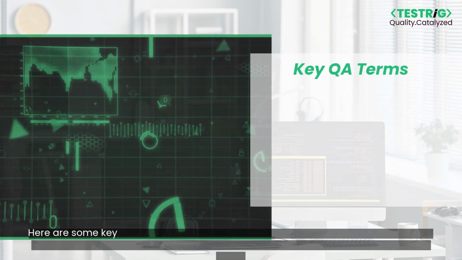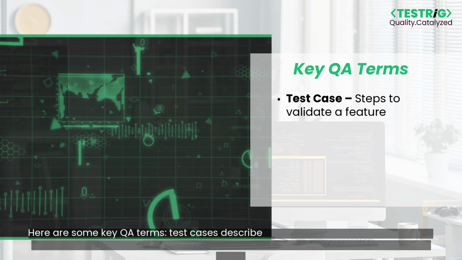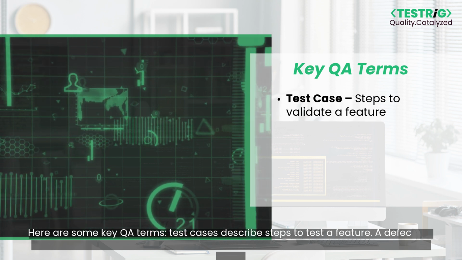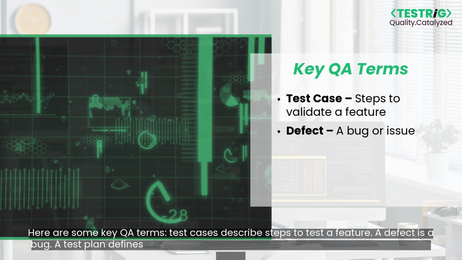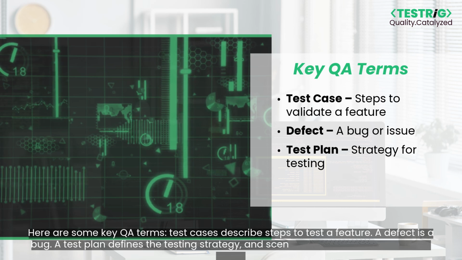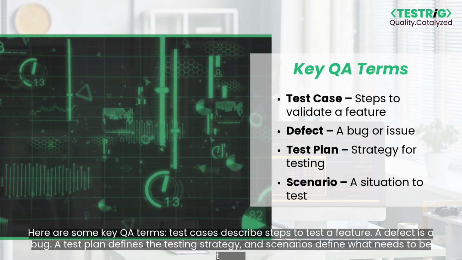Here are some key QA terms. Test cases describe steps to test a feature. A defect is a bug. A test plan defines the testing strategy, and scenarios define what needs to be tested.